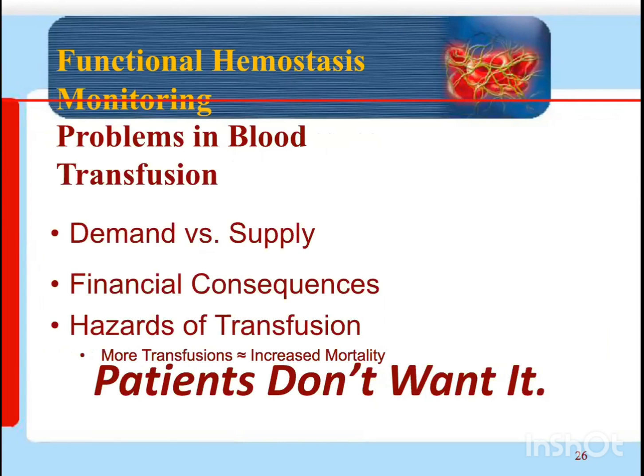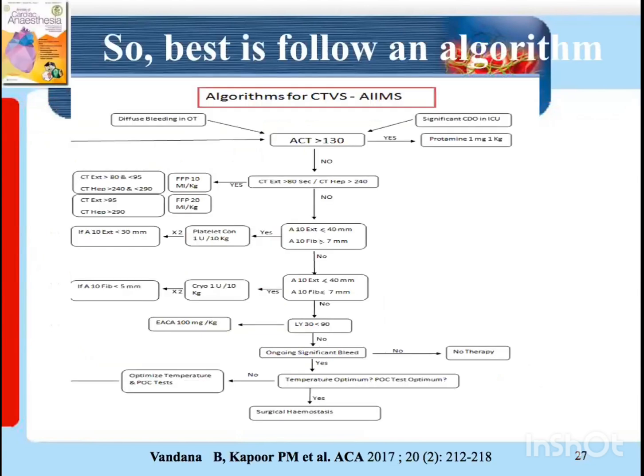and patients don't want it because there are financial consequences. There is a lung injury with excessive transfusion, demand versus supply, and financial consequences, and the hazards of more transfusion lead to more mortality. So algorithms should be set in place.